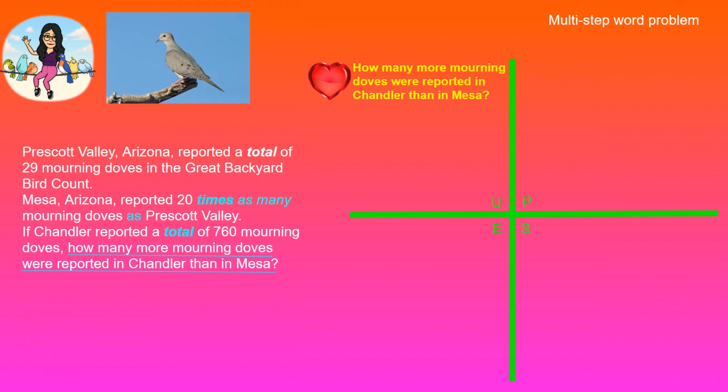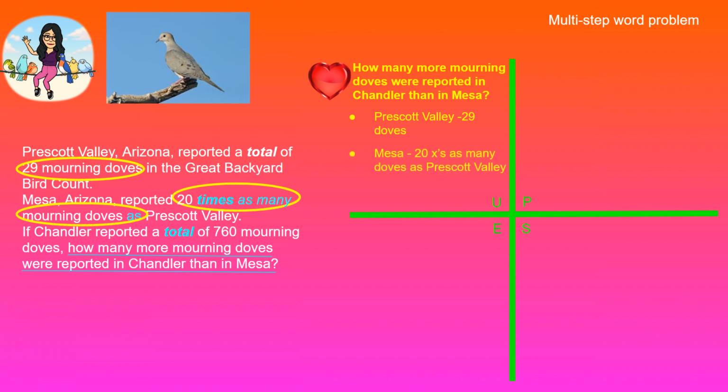Now I'm going to go back and reread, circle my important information, and record it underneath the question. So, Prescott Valley, Arizona reported a total of 29 mourning doves. I'm going to report that in the first quadrant. I also know that Mesa, Arizona reported 20 times as many mourning doves as Prescott Valley. I record that. And I also know from reading it again that Chandler reported a total of 760 mourning doves, and I report that here. So I have all my information recorded.